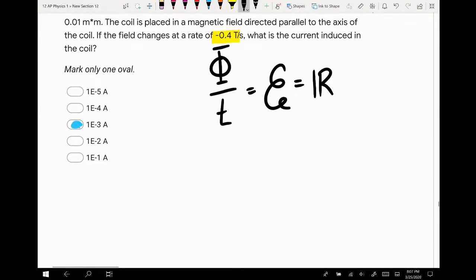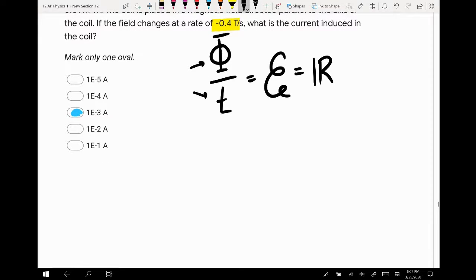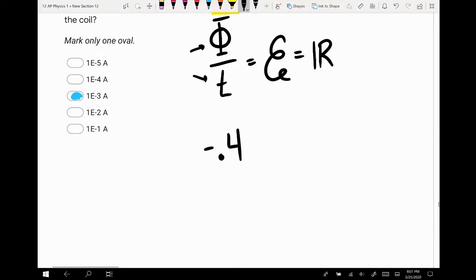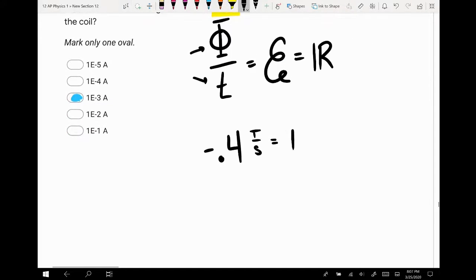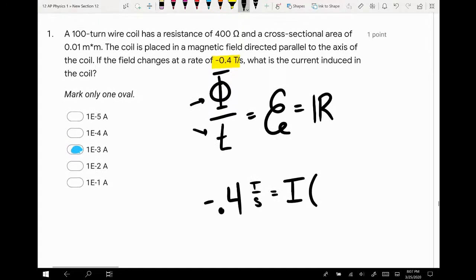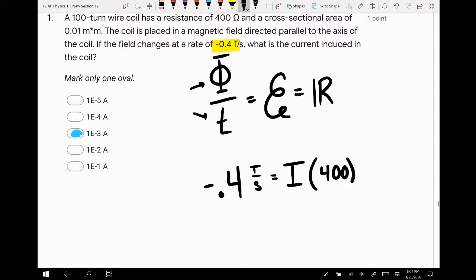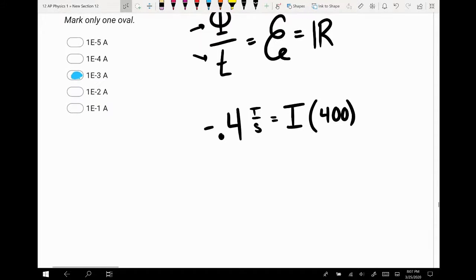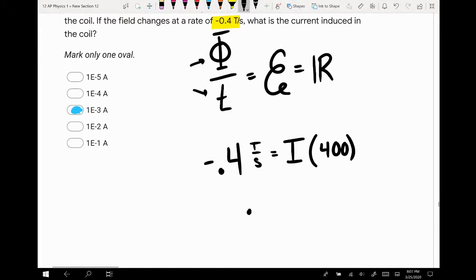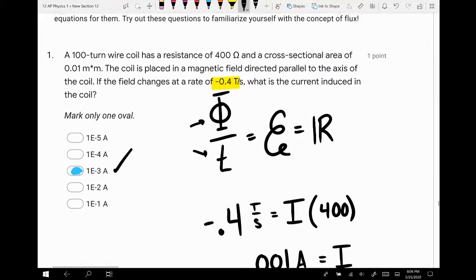This is nice because it tells us our rate of change of flux. It's just 0.4 teslas per second, so our flux per time is this negative 0.4 teslas per second. And it also tells us our resistance is 400. So when we work that out, we get 0.4 divided by 400, and we get 0.001 amps is equal to our current, which is the same as 1 times 10 to the negative third.